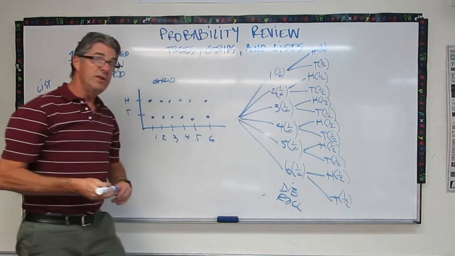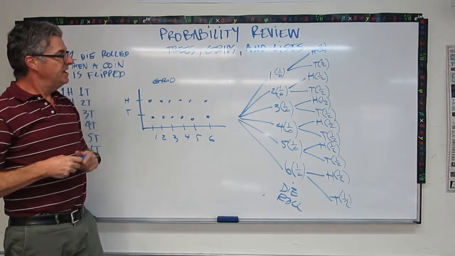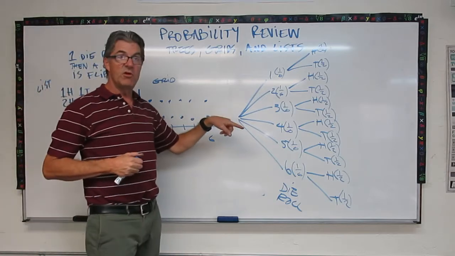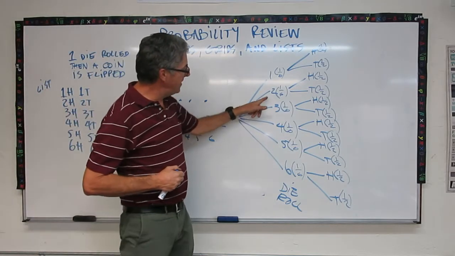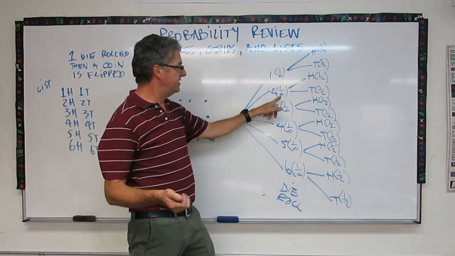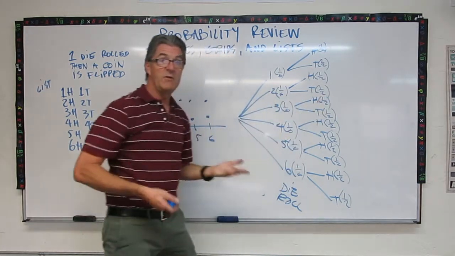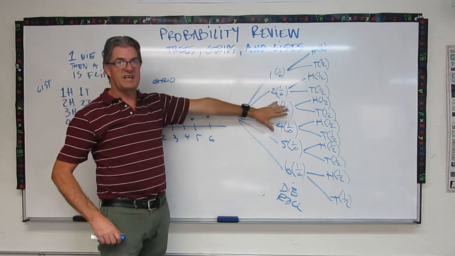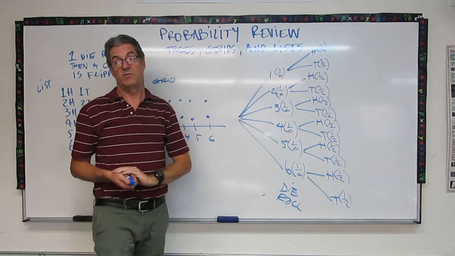Okay. Now, one of the cool parts about a tree is that if you wanted to figure out the probability of first rolling a 2 and then flipping a tails, you just follow that path. So 2 tails, and then you multiply your probabilities. It's 1/6 times 1/2. That would tell you the probability of that. So you can see this is kind of like a really nice setup for calculating all kinds of different probabilities.